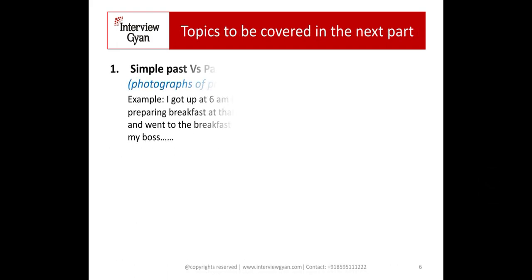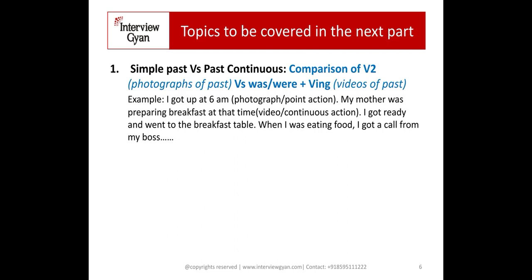Okay, in the next part of this particular topic, we are going to cover simple past versus past continuous. That is the comparison of V2 and was verb plus ing. Let's take this example. I got up at 6 a.m. is a point action. So that could be imagined as a photograph of 6 a.m. Okay, then my mother was preparing breakfast at that time. If you imagine this, you can understand that it's a long activity. It means it was a continuous action at 6 a.m. It might have started a little bit before and it would continue a little bit after also. So it was a video recording of 6 a.m.